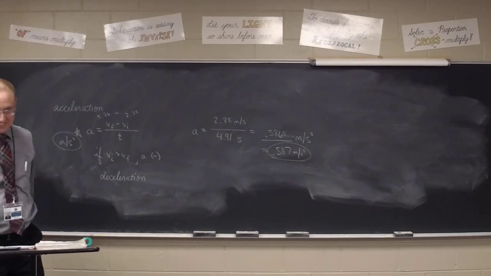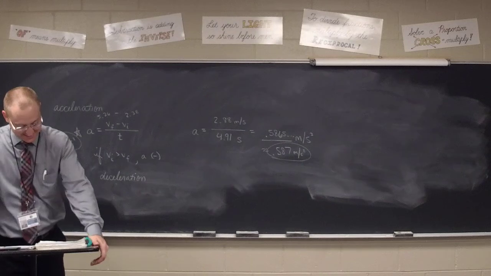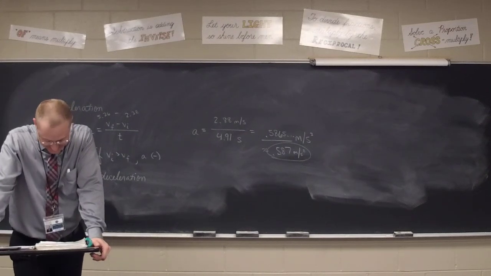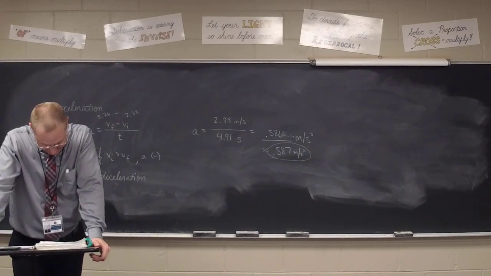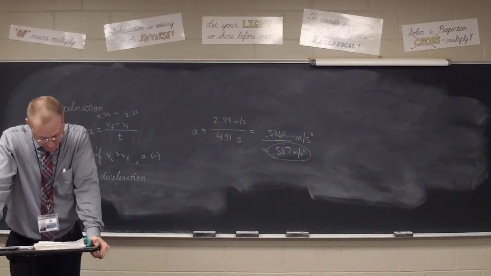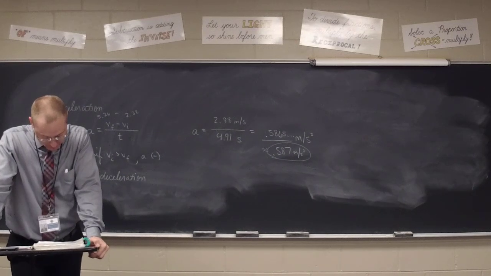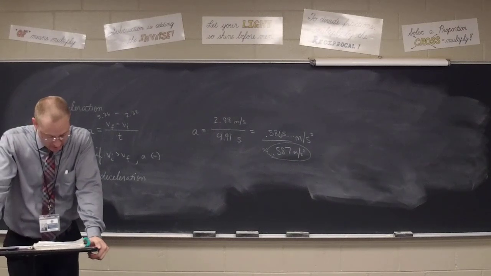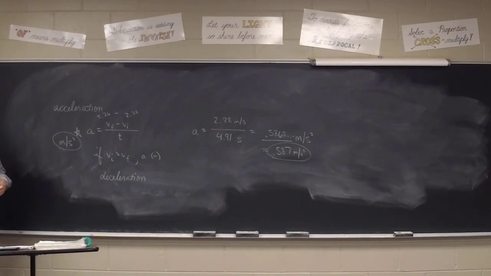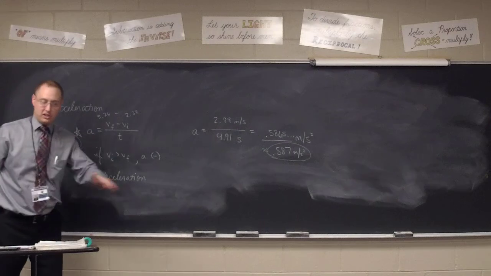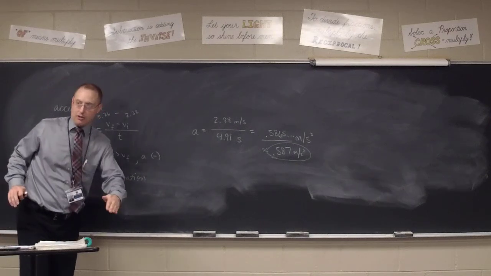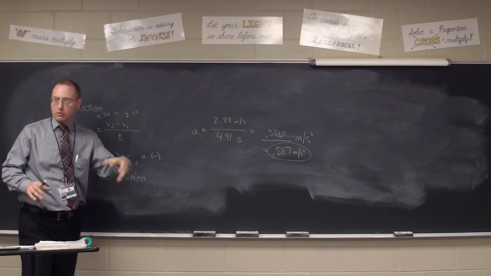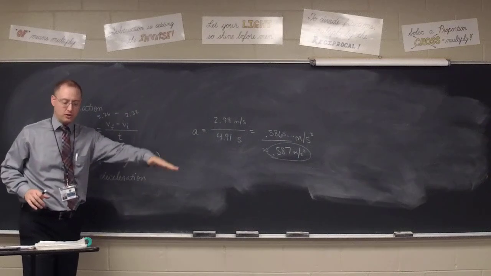A boy on his sled pushes off from the top of a hill at a velocity of 3.0 meters per second. If he accelerates at 0.50 meters per second squared, what is his velocity after 8.0 seconds? What is his average velocity? Now he starts off, as he pushes off on the sled, at 3, but because he's going down a hill, gravity's pulling him, he's going to be getting faster and faster as he goes down.